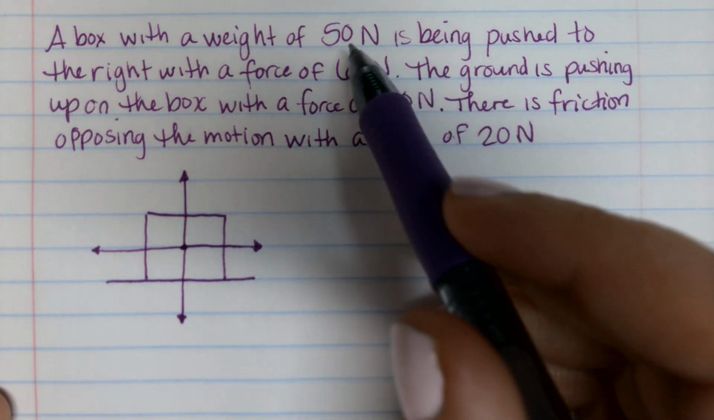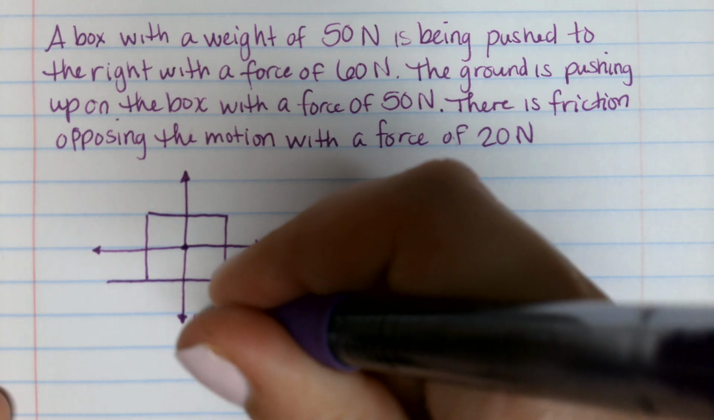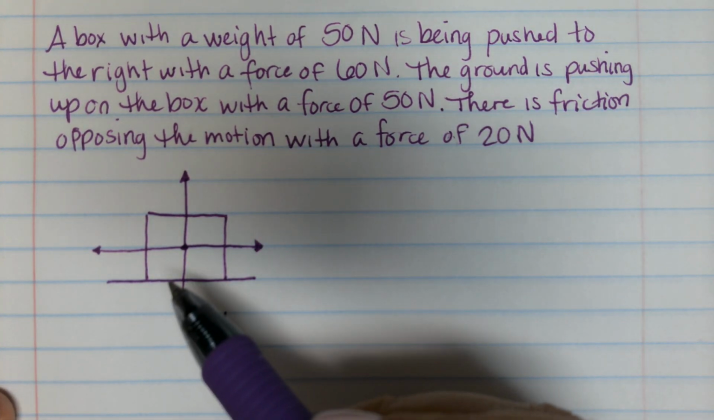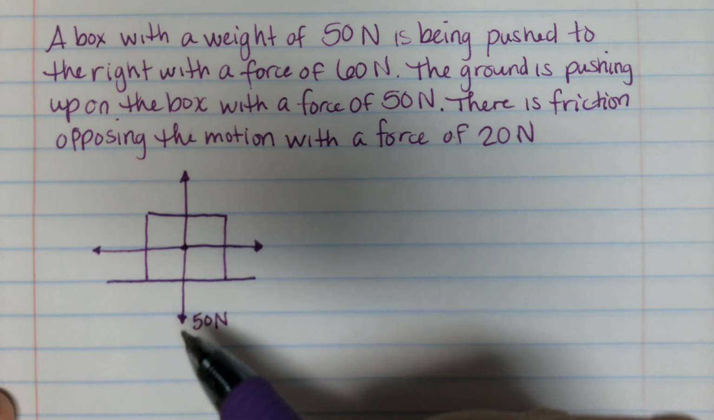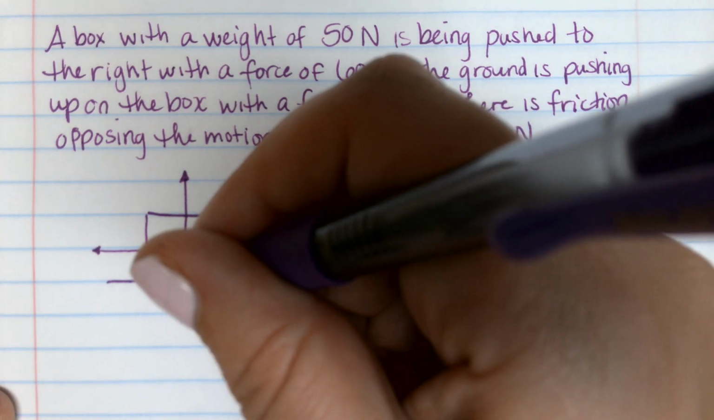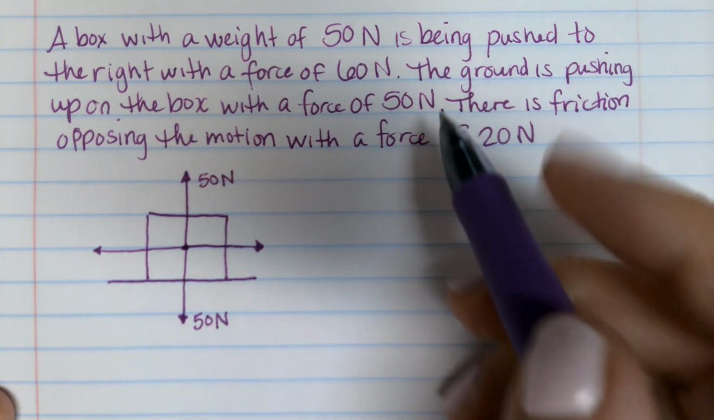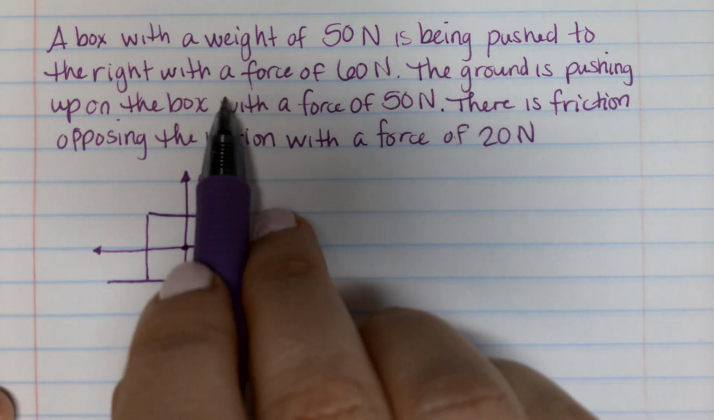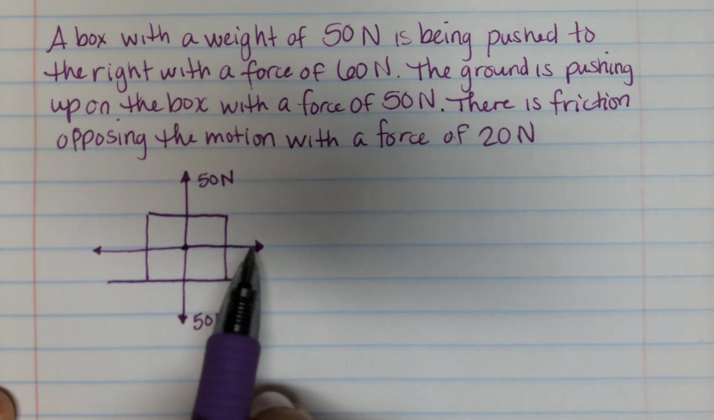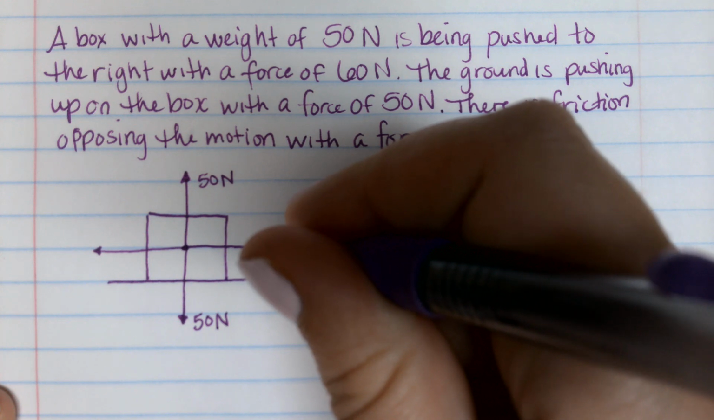So let's put these in. There's 50 newtons downward, that is the weight. Every object will have a weight component. Now, as we said, the box is not crushing through the ground, so there must be an equal but opposite force going from the ground back to the box. That is also 50 newtons. The box is being pushed to the right with a force of 60 newtons, so the rightward arrow is 60 newtons, pushed to the right.